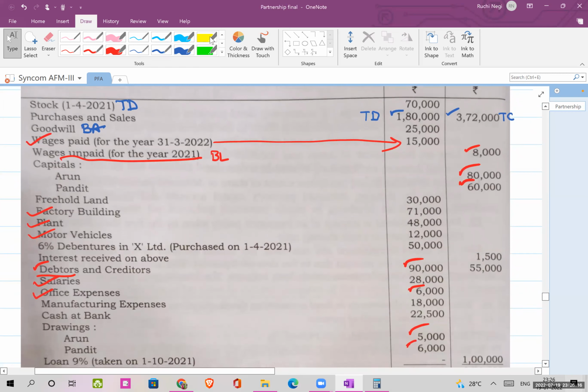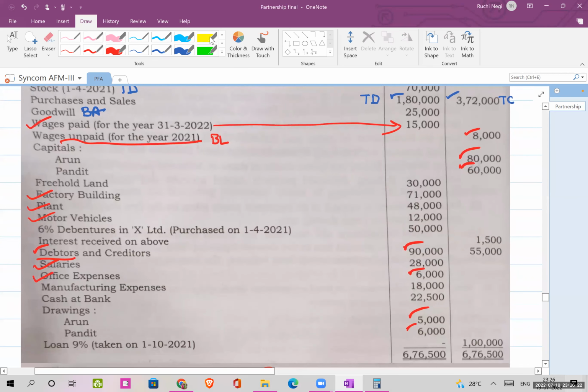This we have already discussed, the wages part. It already has an adjustment also. Capital has interest on capital to be paid. Freehold land is a fixed asset, so this will be balance sheet asset side. Factory, building, plant, motor vehicle, they all are assets, so balance sheet asset side.